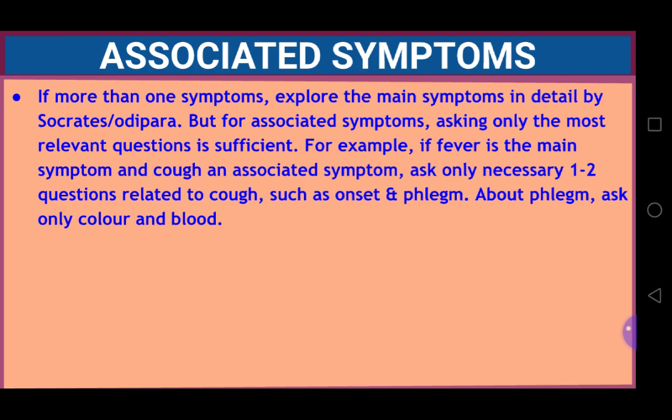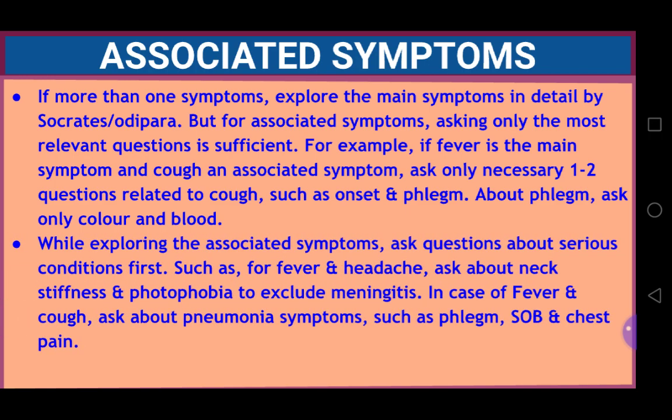And while exploring the associated symptoms, ask questions about serious conditions first. For example, for fever and headache, ask about neck stiffness and photophobia to exclude meningitis. And in case of fever plus cough, ask about pneumonia symptoms, such as phlegm, shortness of breath, and chest pain. So when asking about associated symptoms, you need to ask only one, two, or three relevant questions, and those questions should be about serious conditions first.